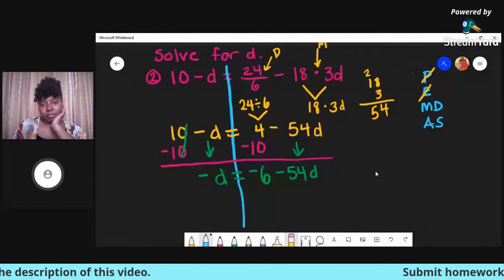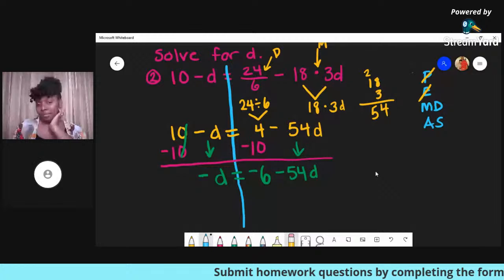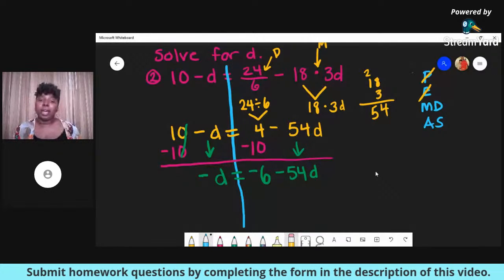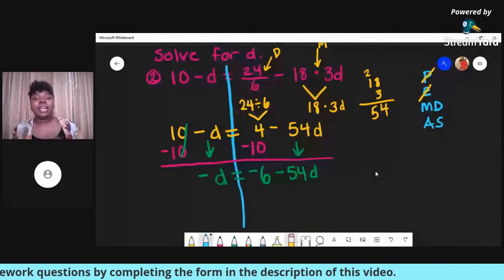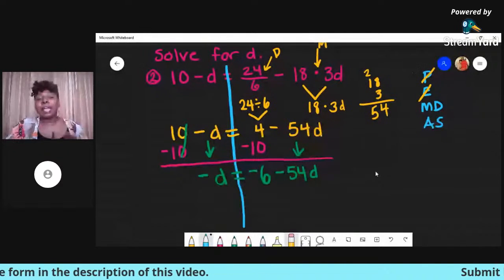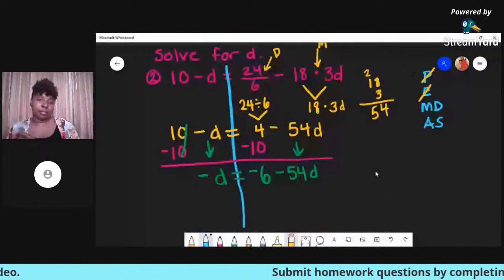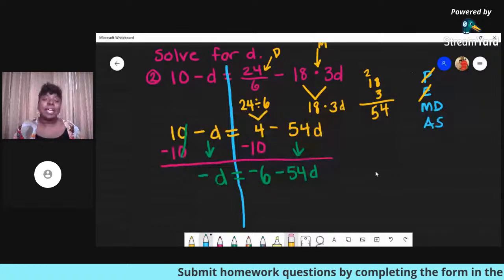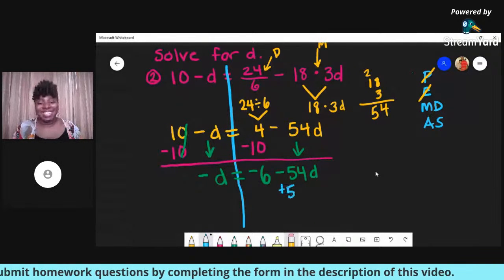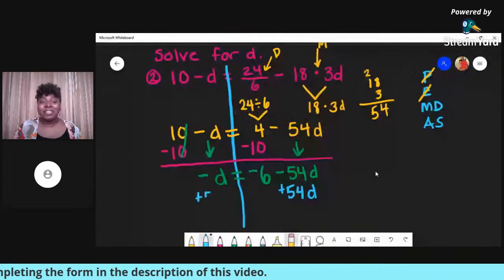I think if we got rid of the 54, because then that would just leave us with the negative 6. Awesome. Okay. So the goal is always to get your D's on one side, all your variables on one side, and all of your constants or your numbers on the other. Right. Okay. But see, listen, your instincts are great. You just have to trust yourself a little bit more, but your instincts are really, really good.